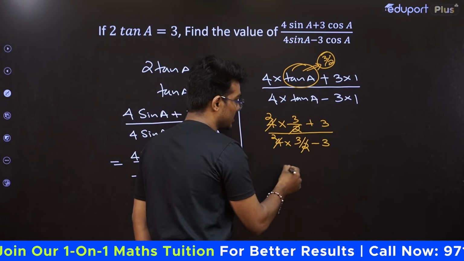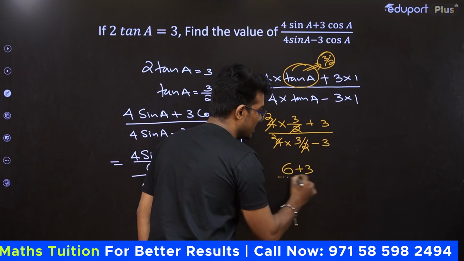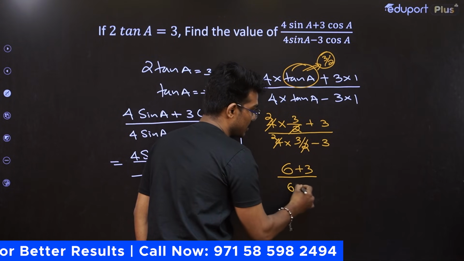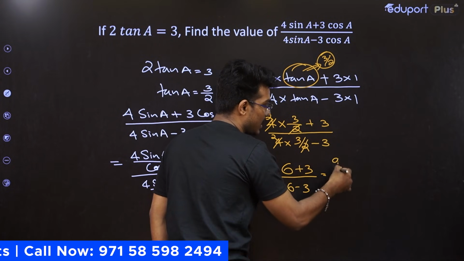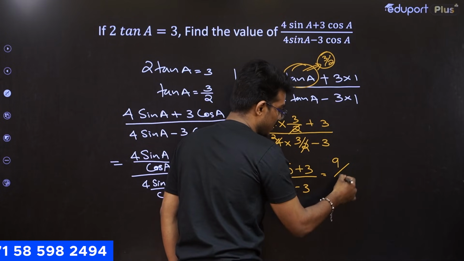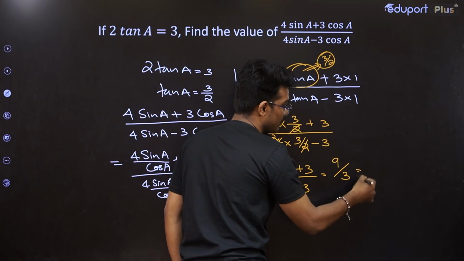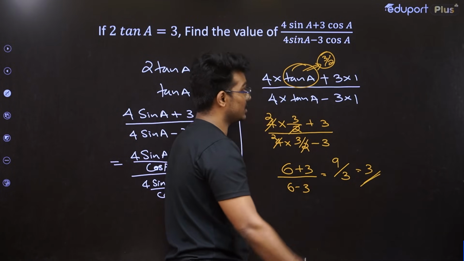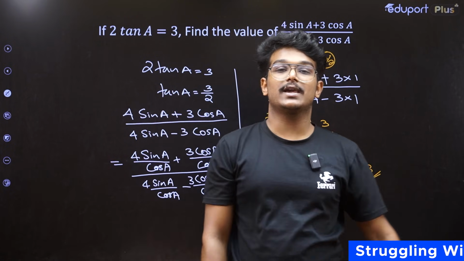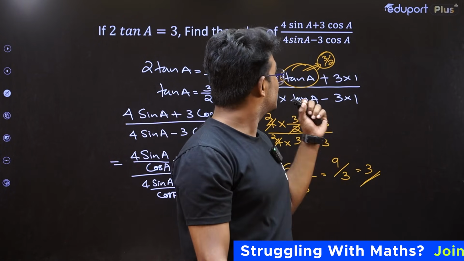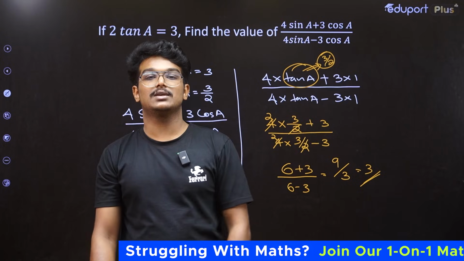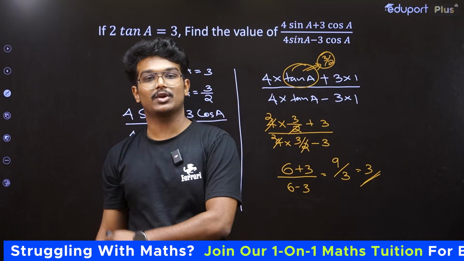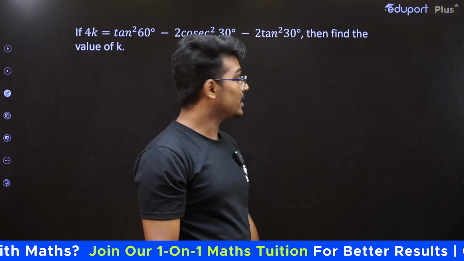So 2 into 3, that is 6 plus 3 divided by 6 minus 3. 6 plus 3 is 9 and 6 minus 3 is 3. So which is equal to 3. So the answer is 3. The value of 4 sin A plus cos A divided by 4 sin A minus 3 cos A is equal to 3. Okay, let's go to the next question.